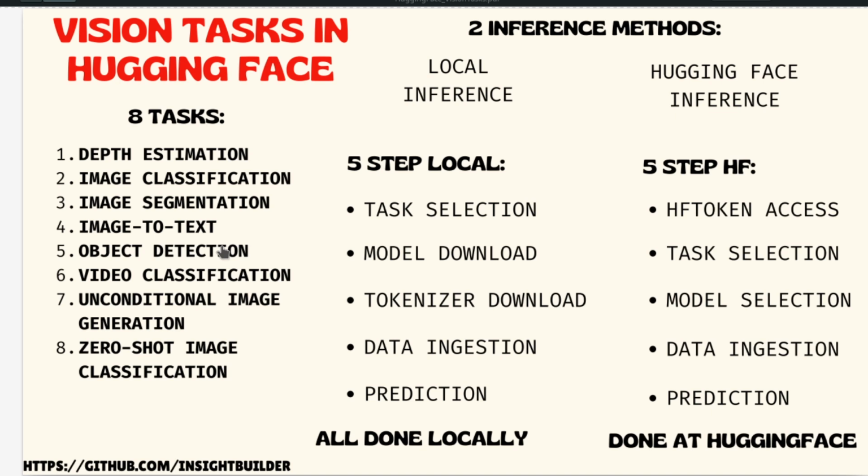So if you have seen my earlier video on NLP tasks, that is natural language processing tasks, there I explained some 10 or 11 different tasks that you can perform. And in the same way, each of these tasks has many different models that can do the same task. So we will be seeing these tasks and the respective models in action in a couple of minutes.